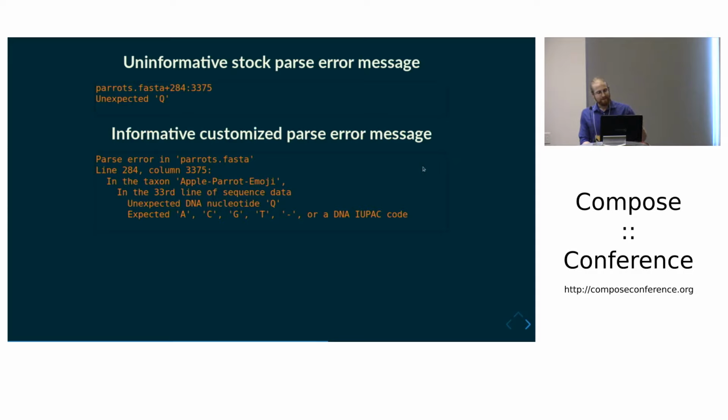So you can see here that there were probably multiple parrot taxa in this file, and the error happened with this specific taxa, and there might have been multiple lines of sequence data we were trying to parse for this taxa. We know that's on the 33rd line now, and this Q was supposed to be some DNA nucleotide, but Q is not one of them, so it should probably be substituted with a valid character.